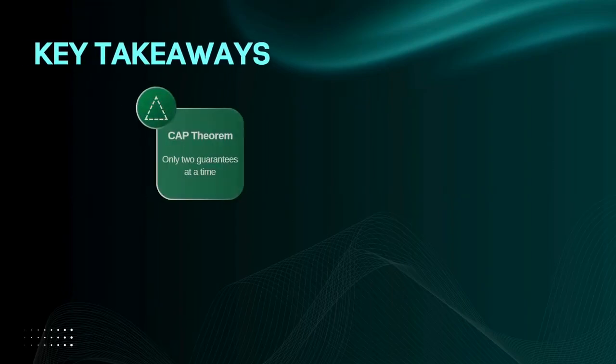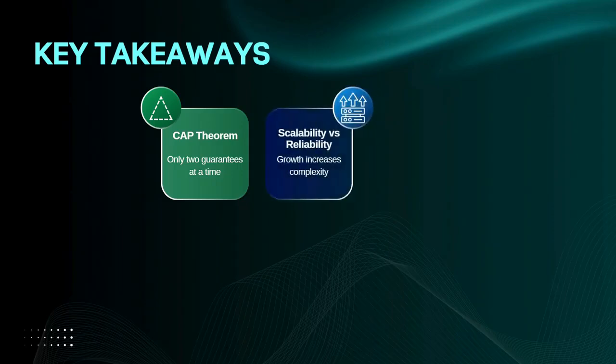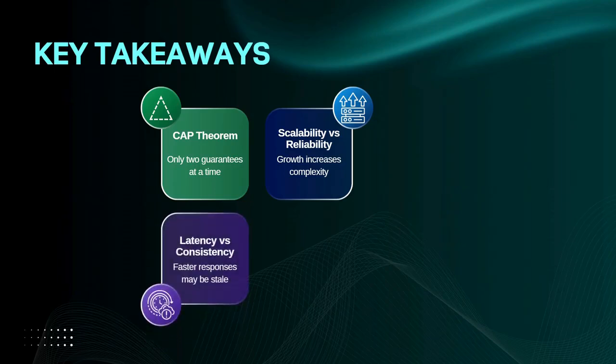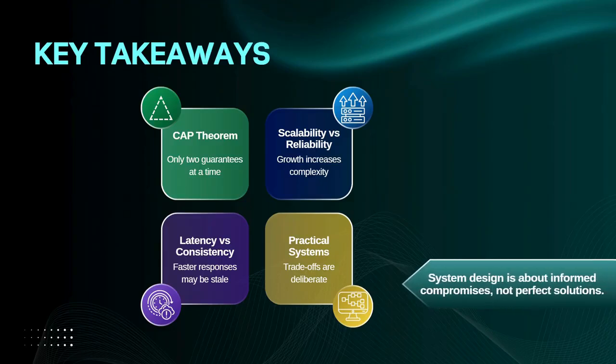To sum up, CAP theorem: only two of the three properties can be fully guaranteed at a time. Scalability versus reliability: adding capacity brings complexity and risk. Latency versus consistency: faster responses may compromise strict accuracy. Practical systems, sharding, queues, and caching help balance trade-offs. Advanced system design is about making informed compromises where each trade-off is deliberate, measurable, and aligned with the system goals.